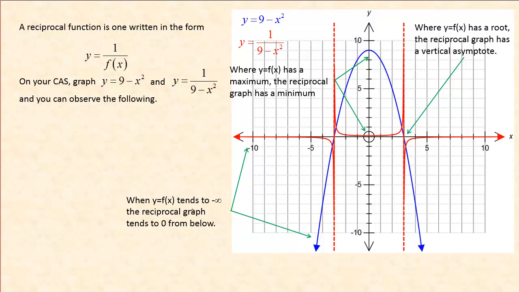When f of x tends to negative infinity, so f of x is tending to negative infinity down here and again down here, the reciprocal graph tends to 0 from below. So we can see that the axis is a horizontal asymptote, and the asymptote is being approached from below. So those are some specific observations about this particular case.